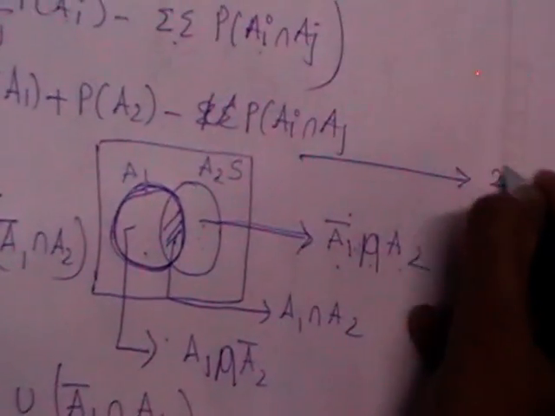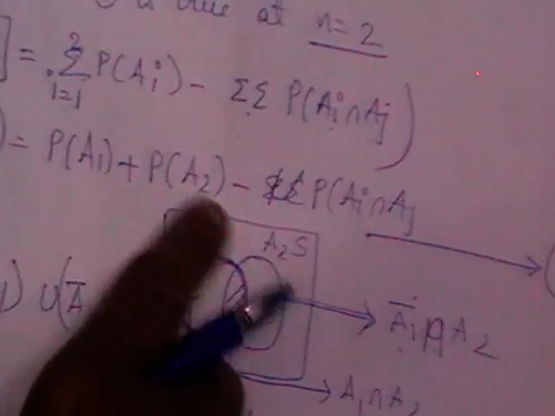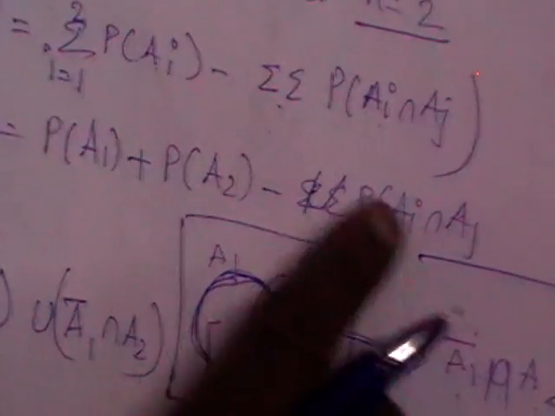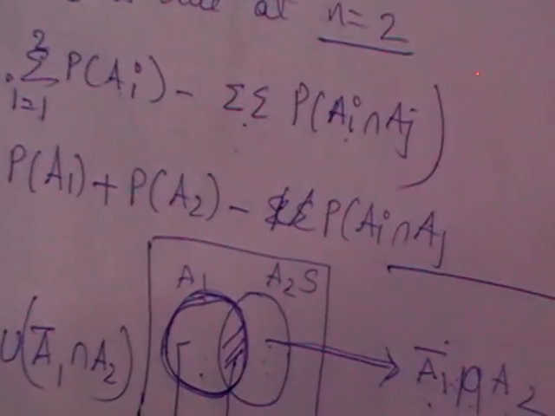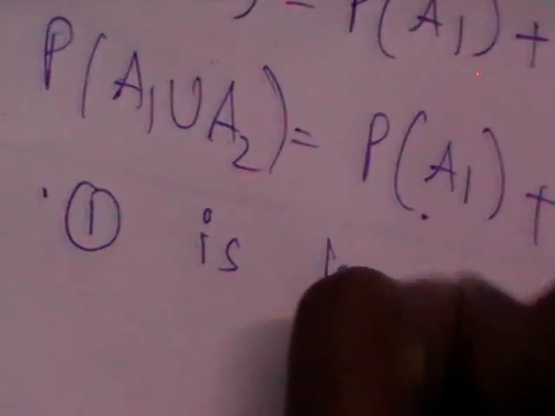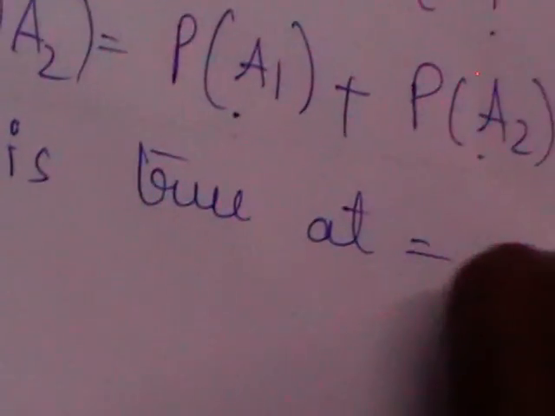If you consider this as equation number 2, by considering the LHS of equation number 2, you got the RHS of equation number 2. So we have proved that equation 1 is true at n is equal to 2. So we can say that the given statement is true at n is equal to 2.